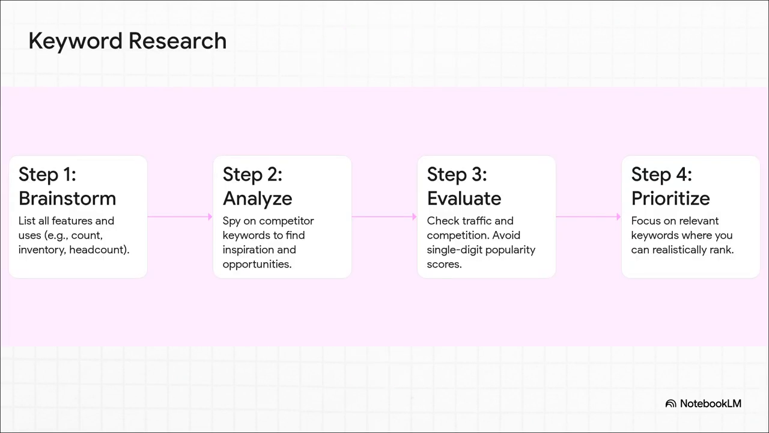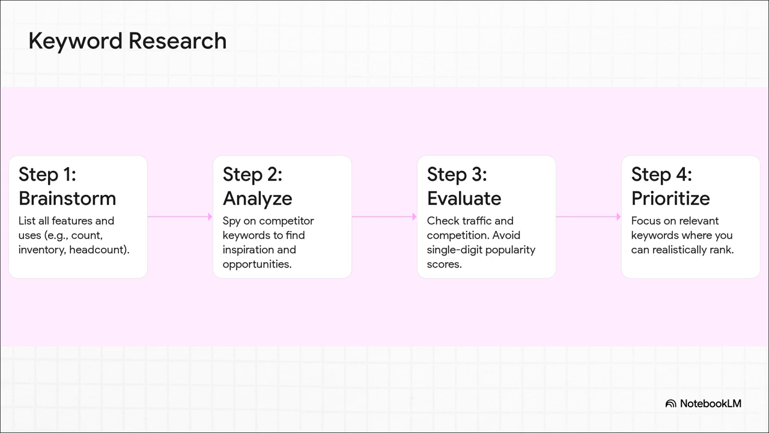This 4-step process is your roadmap. Seriously, don't skip a step. First, you just brainstorm. Think of every possible feature and use case for your app. Counting, inventory, headcount, tracking habits, just get it all out. Then you spy on your competitors. They've already done some of the heavy lifting for you.